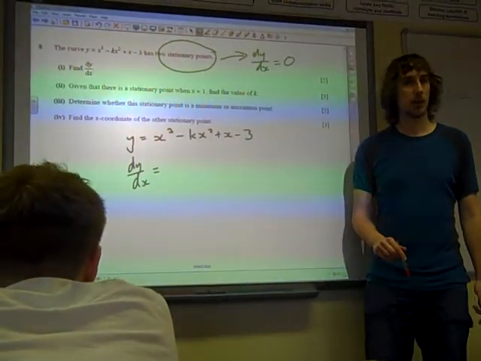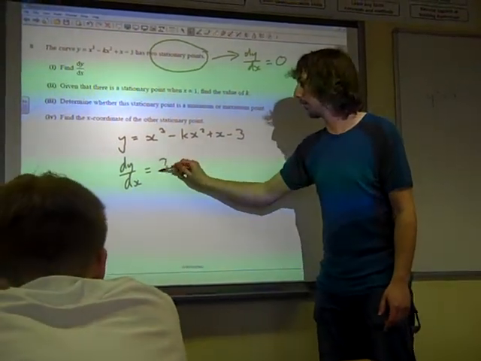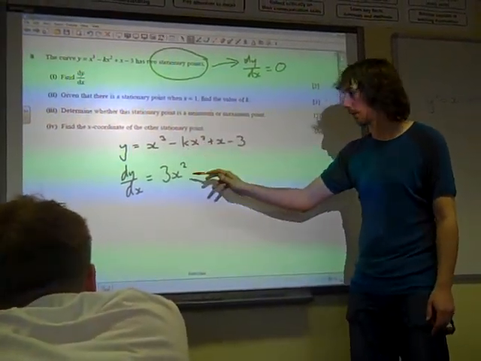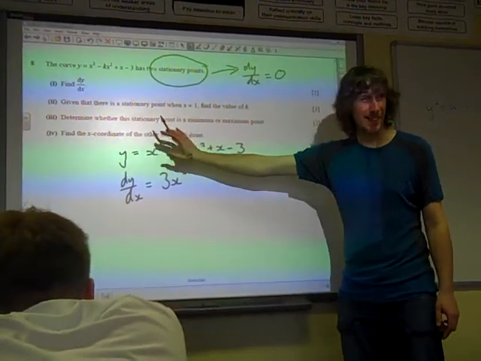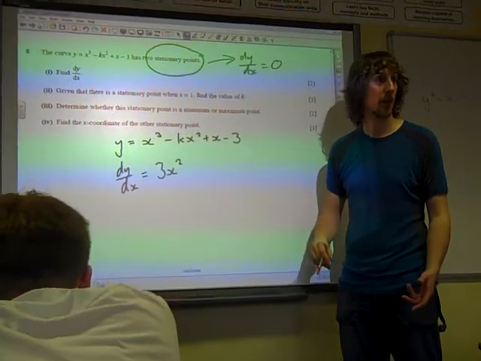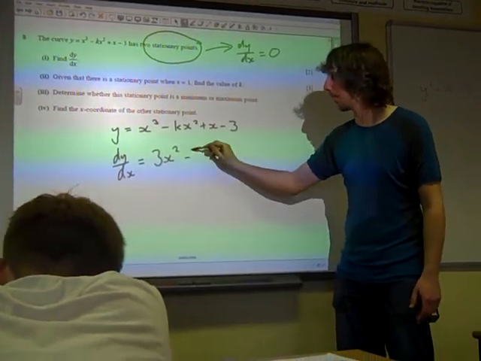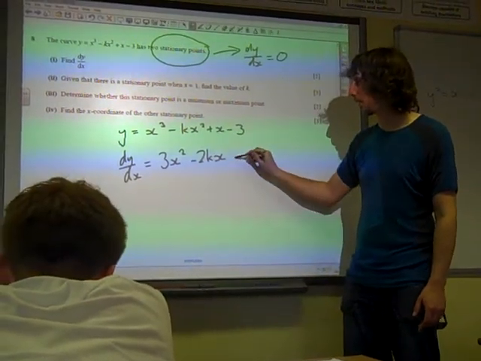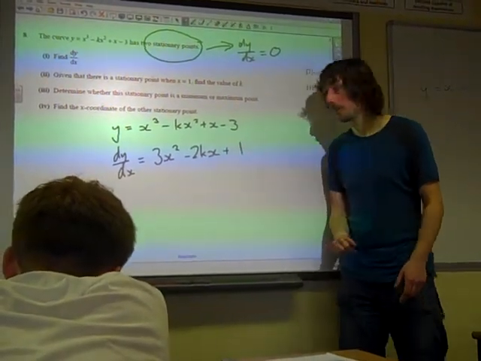Well, that means we just need to differentiate this. Go through it term at a time. X cubed goes to 3x squared. Forget the k for now. X squared goes to 2x, but we're multiplying by k, so it's minus 2kx plus x, so plus 1.